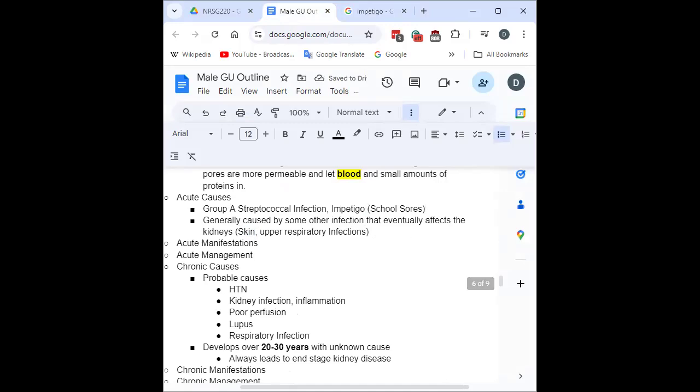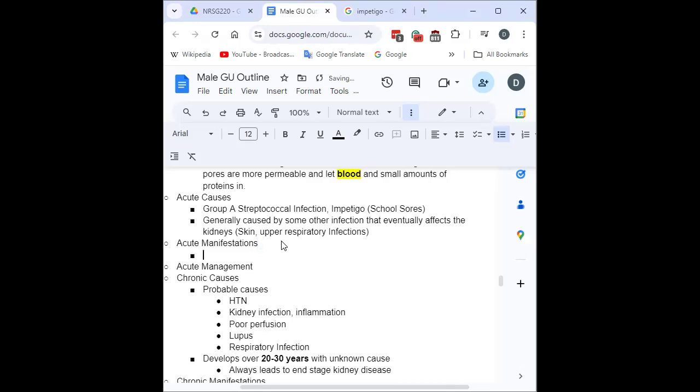Okay. So here's where you guys can chime in, and that's your manifestations and management. So what do you guys got for manifestations of nephritic syndrome? So we do have proteinuria. Would you say it's a lot, or how would you classify that amount of proteinuria? It's a small amount, especially when you compare it to its cousin, nephrotic syndrome.